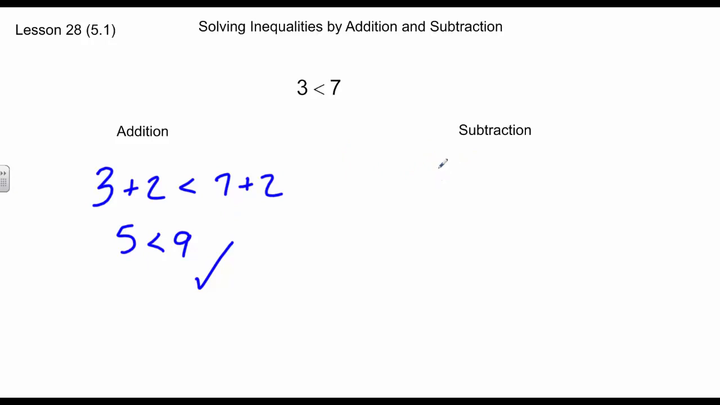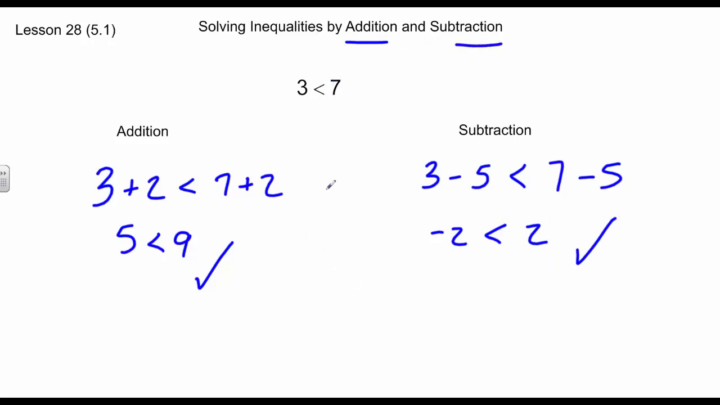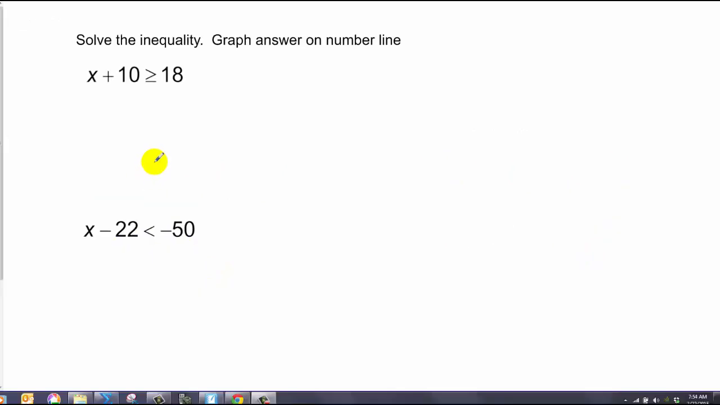Let's see if subtraction works. I'm going to take 3 and subtract 5 and see if that's less than 7 subtracting 5. So we end up with negative 2 is less than 2. That's also a true statement. So both addition and subtraction must hold under inequalities. So what that says is we can add or subtract the same thing to either side of an inequality and still end up with a true statement. So we're going to solve these two inequalities.